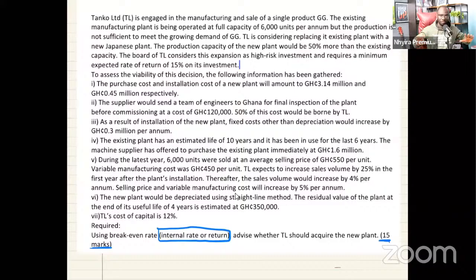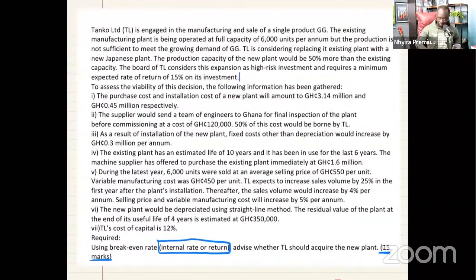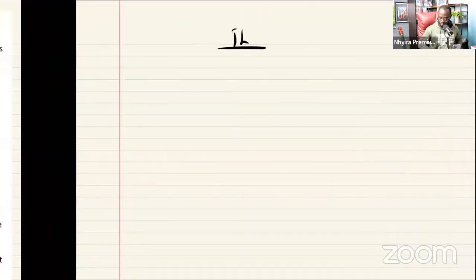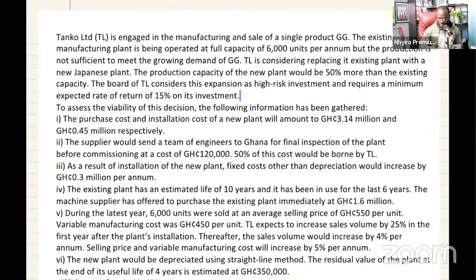I want you to stay with me carefully with this question because it's an interesting one, has a lot of storage in it, and we're going to try as much as possible to build a story in our discussion. So let's see. TL. Let's read the story. Tanko Limited, TL, is engaged in the manufacturing and sale of a single product, GG. The existing manufacturing plant is being operated at full capacity of 6,000 units per annum. But the production is not efficient to meet the growing demand of GG.